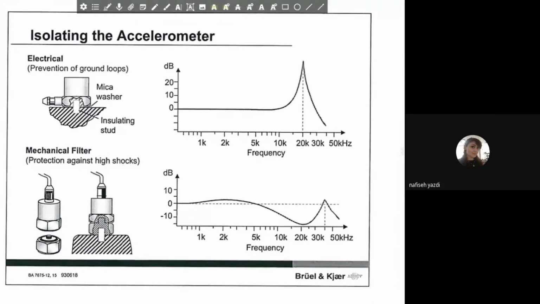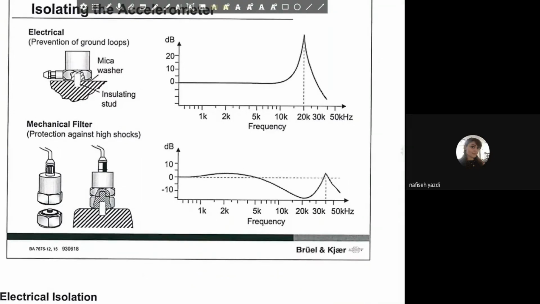Because we are considering electrical connections, I remember the PZT effect is based on the generation of electrical charges in some planes of your PZT material. Also, the isolation could be an issue for your accelerometer, and we can use different layouts. Here in these two pictures, we can see the use of the mica washer that isolates your accelerometer from possible ground loops, or some mechanical filter when referring to vibrations that are not designed but they are there. Okay, for example, high shocks.